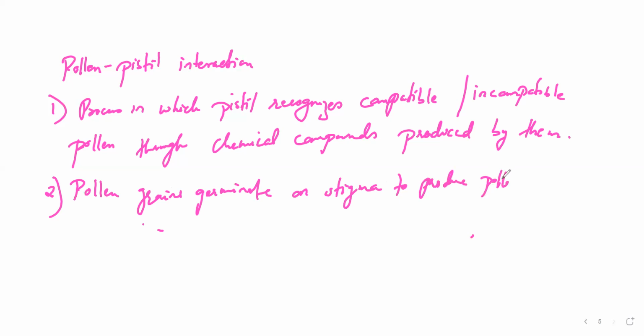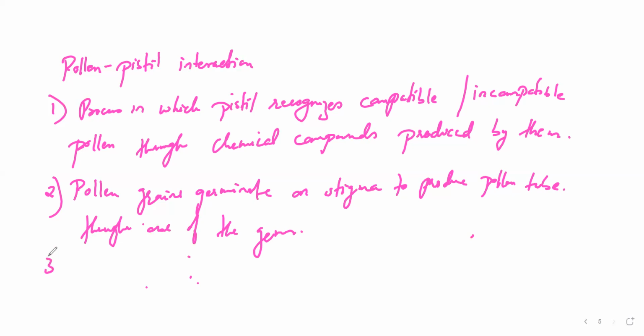Pollen tube. And the production of the pollen tube will take place through what? Through one of the germ pores. So what happens is, when the contents of the pollen grains are ready, that is the two male gametes which are present inside the pollen grains, when they are ready to go, they will go inside this pollen tube.